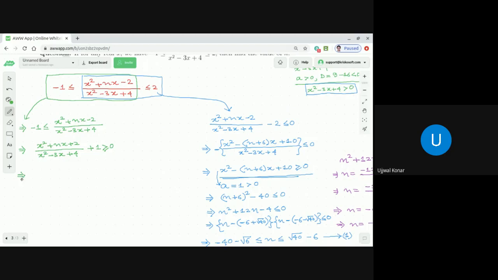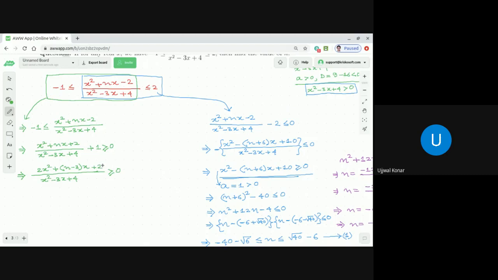So now, as x square minus 3x plus 4, we can take that as LCM. And what we get, dear students, in the numerator after simplification, is 2x square plus (n minus 3) into x plus 2, greater than or equal to 0. I'm not doing this simplification because it is quite straightforward.